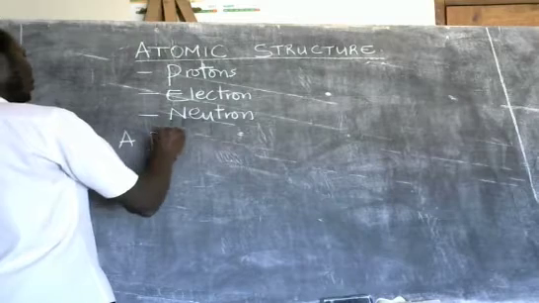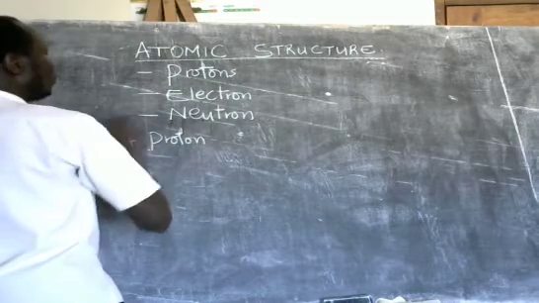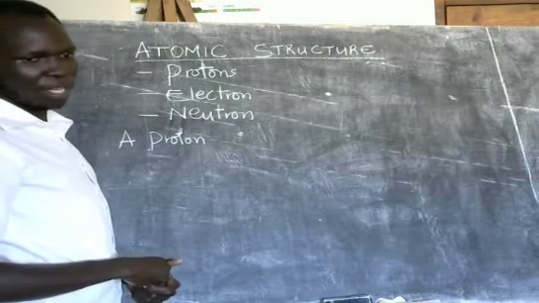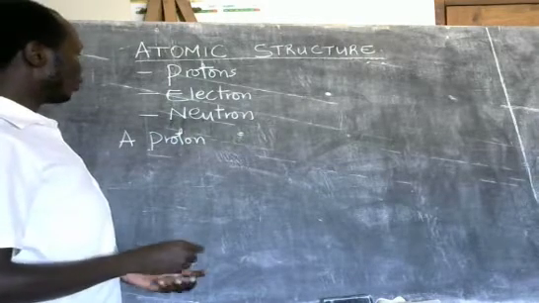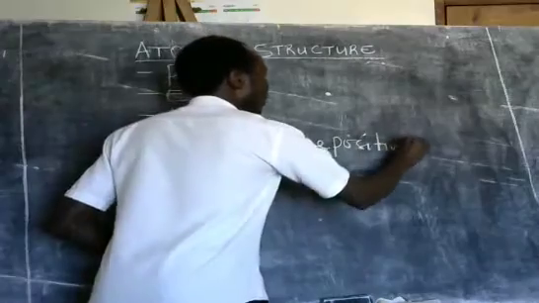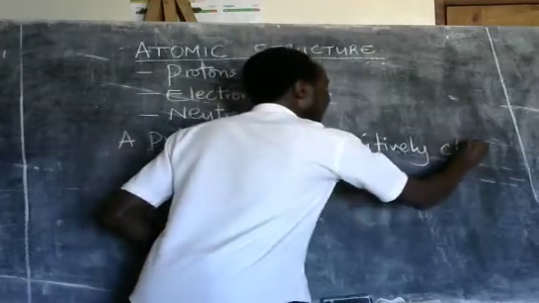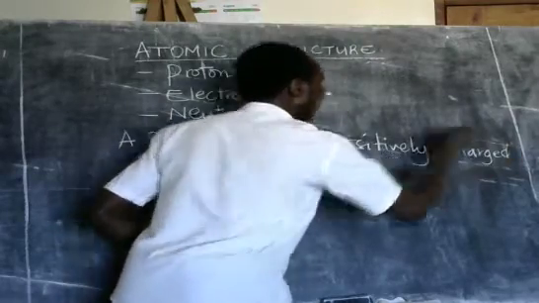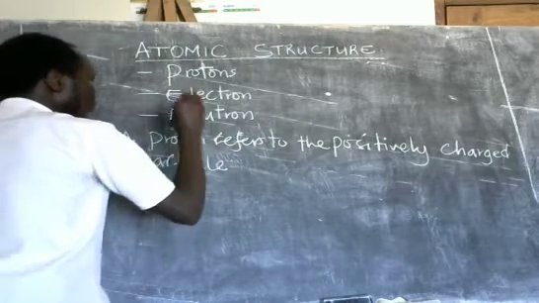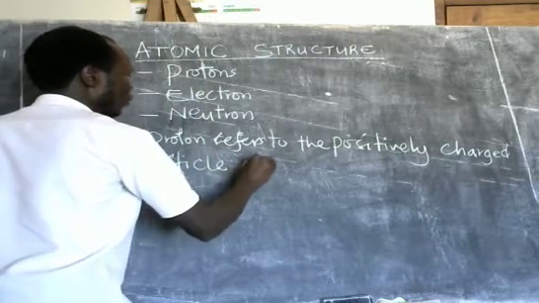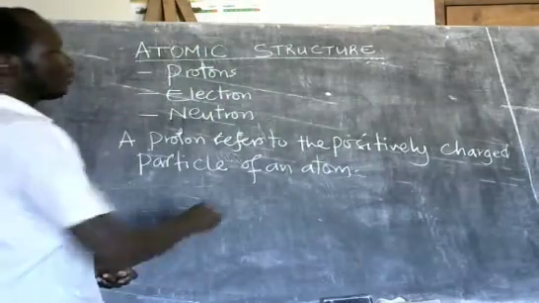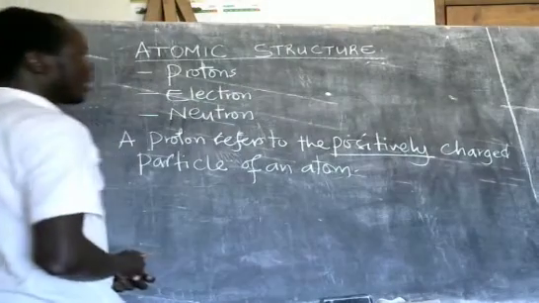Now, a proton is found inside the nucleus of an atom, and a proton refers to the positively charged particle of an atom. That is the definition. So look at this: positively charged.